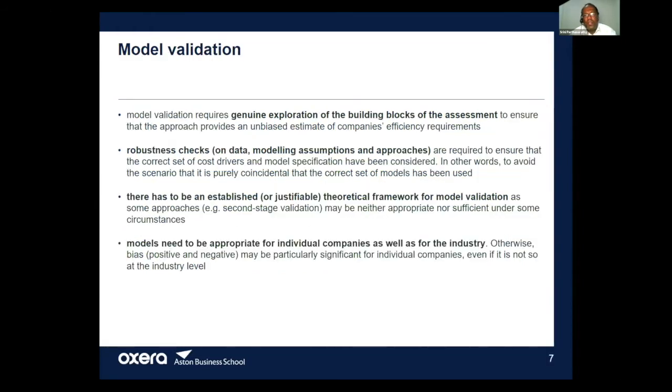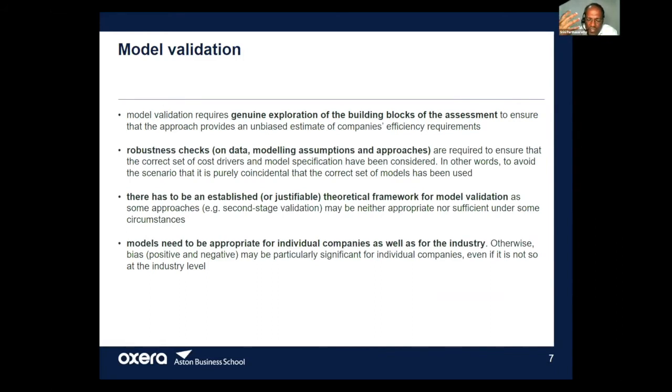Next slide. So model validation, as I said, there's a need to get every data point correct. Model validation involves genuine exploration of the building blocks of the analysis, stress testing every assumption that is made in the process. So robustness checks and sensitivity analysis are a must to ensure that the outcomes are not purely coincidental. And in doing so, the model validation approach should not be arbitrary.